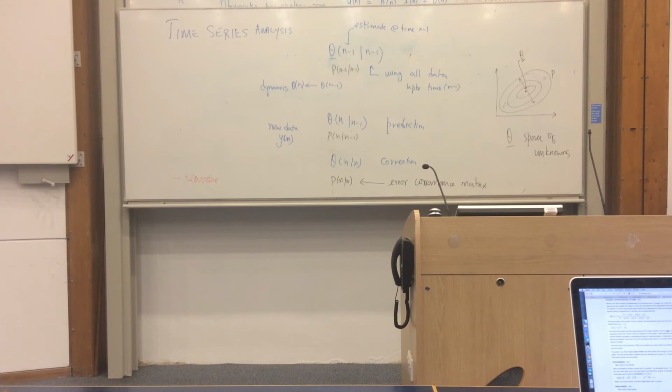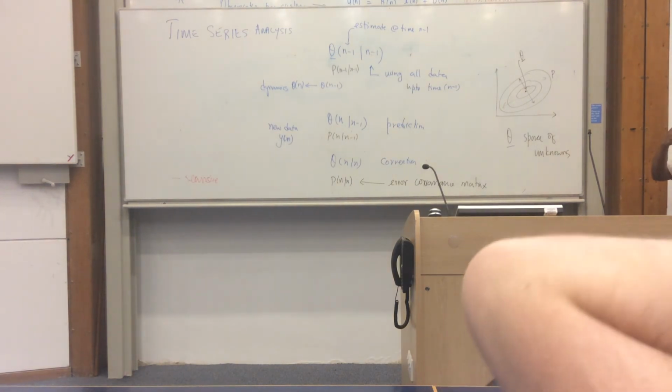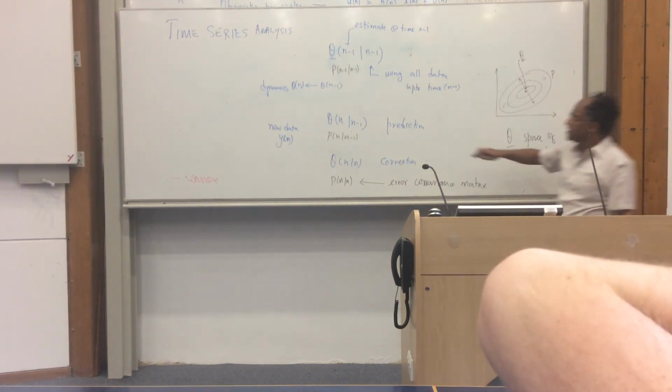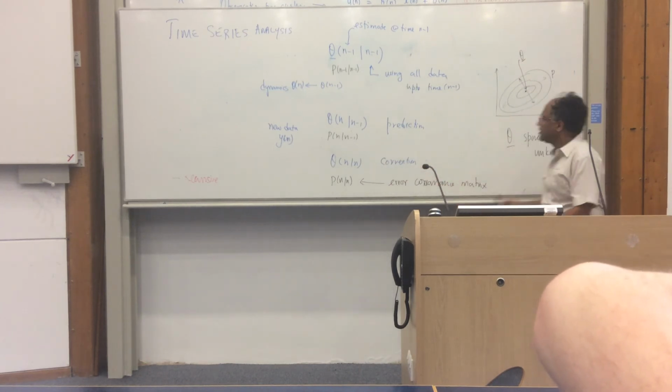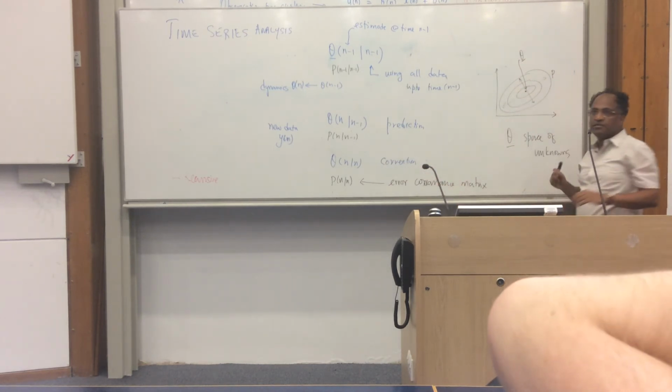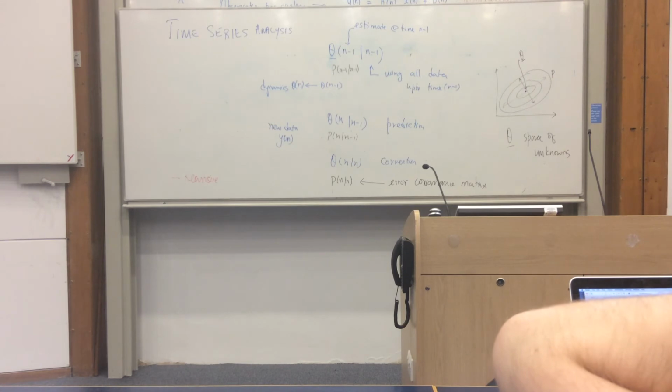If I didn't have any data, you have to initialize it with something. I would think there is some huge uncertainty. As more and more data arrive, I can update these things by this prediction, correction, and so on. And you would expect it to become more and more certain. And that's the structure of the Kalman filter.